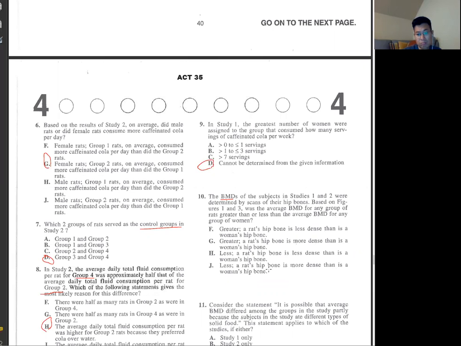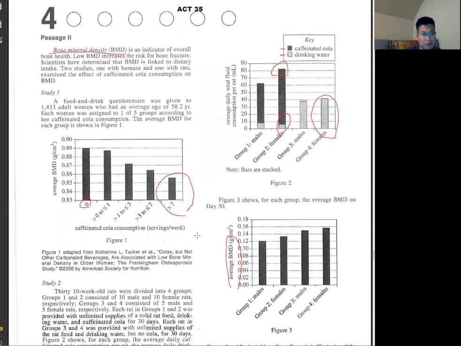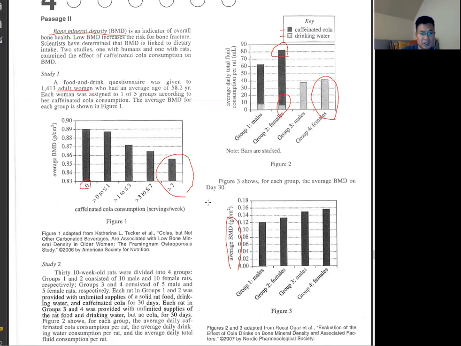So here we don't see much, but then I guess rat is the case that, I mean, hold on a second. We don't know women and rats. Okay. Oh, okay. So study 1, if you read study 1, the very first sentence, it says adult women. So study 1 is about women. And study 2 and 3 is rat.